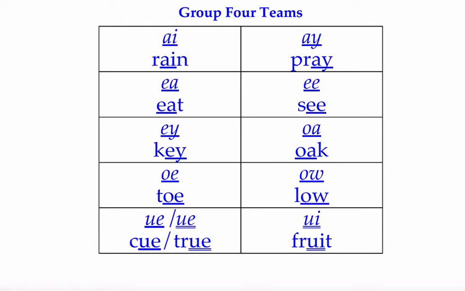So let's illustrate that. In the word cue, we underline UE, but U is representing its first long sound, U, so we just put one line under it. However, in the word true, UE is representing the second long sound of U. So in that instance, you would double underline the UE team. Now, the team UI is representing the second long sound of U, so we always will double underline the UI team because UI only represents the sound oo.